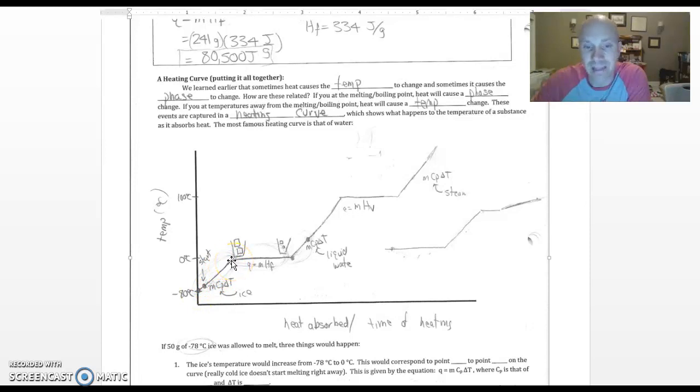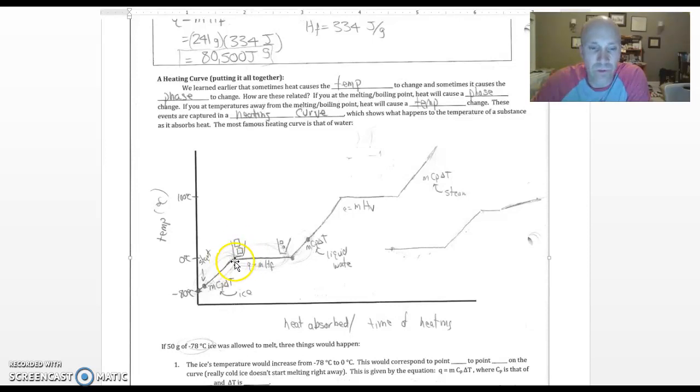At that point, the temperature of that block of ice, of that water, is not going to keep going up. And that's because it's going to be undergoing the process of melting. Remember, when something is changing phases, the temperature stays the same. The heat that gets absorbed goes towards changing the phase of the material.